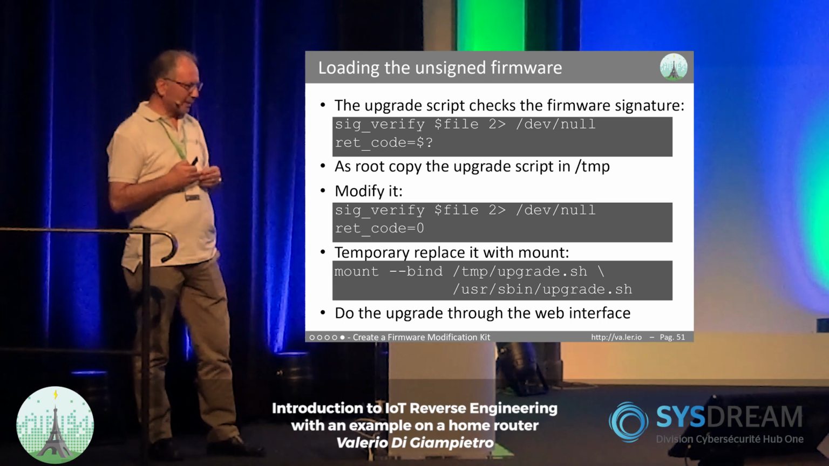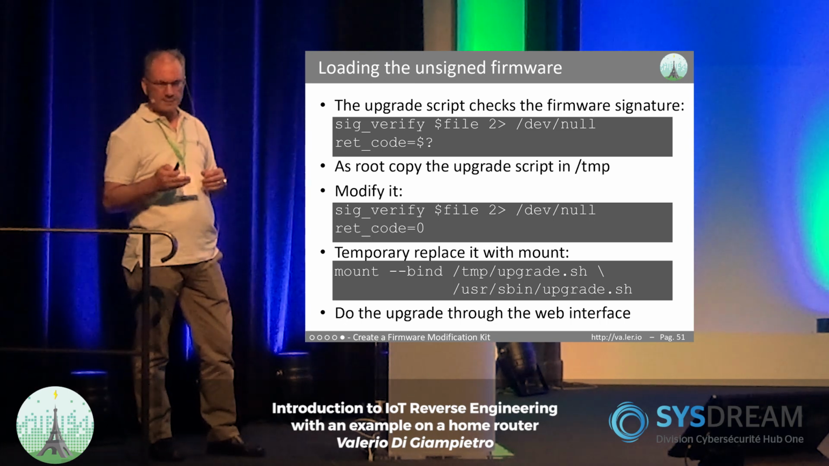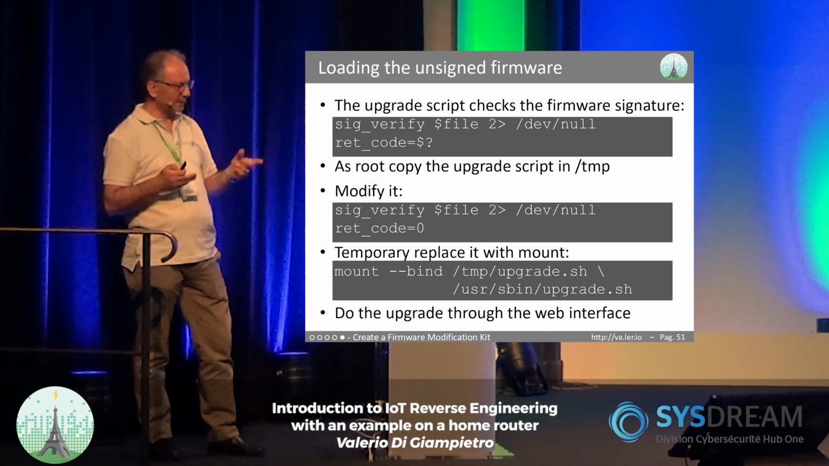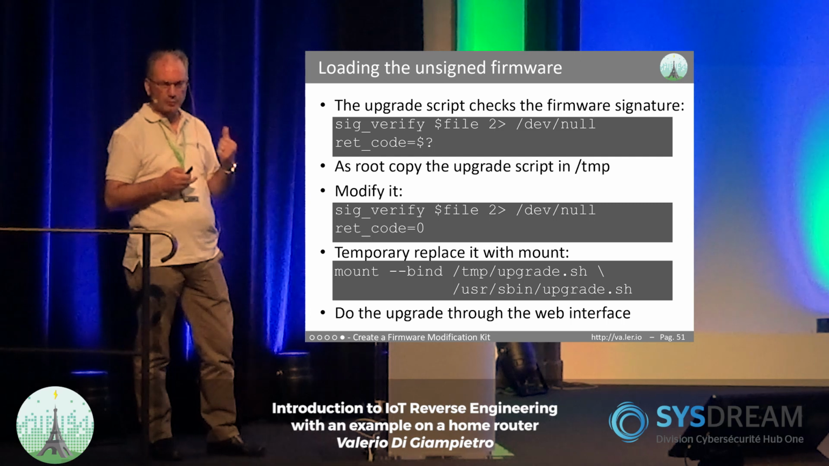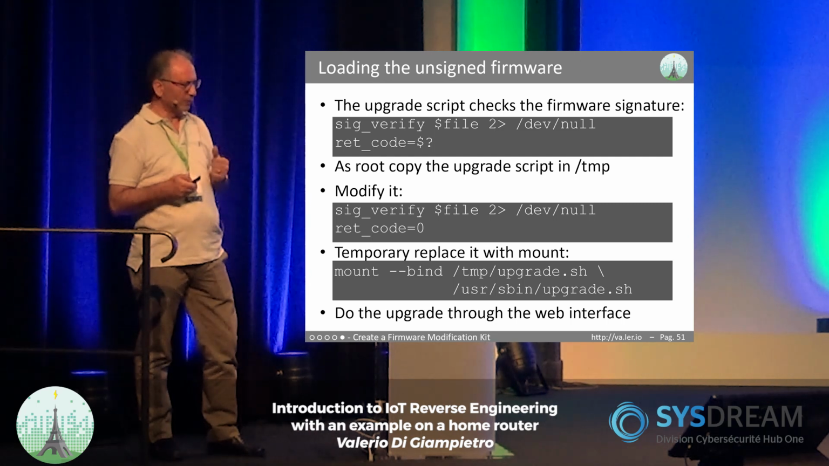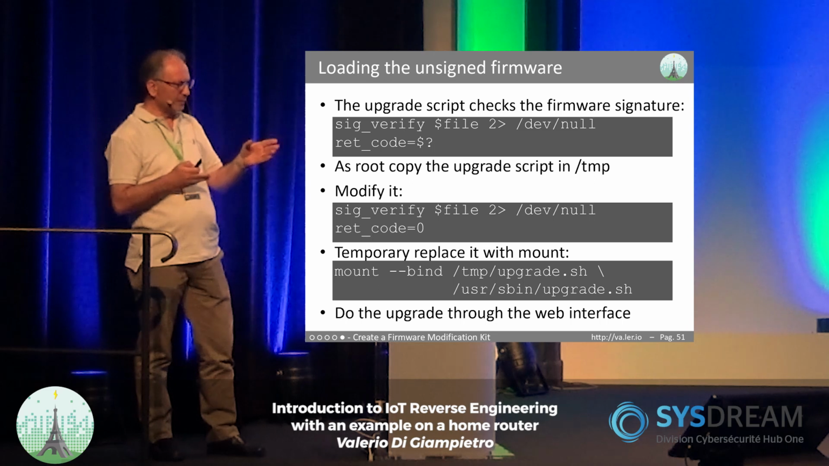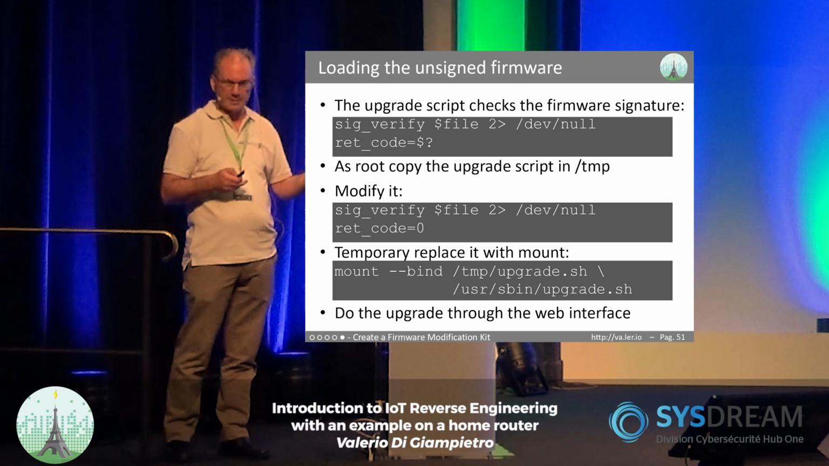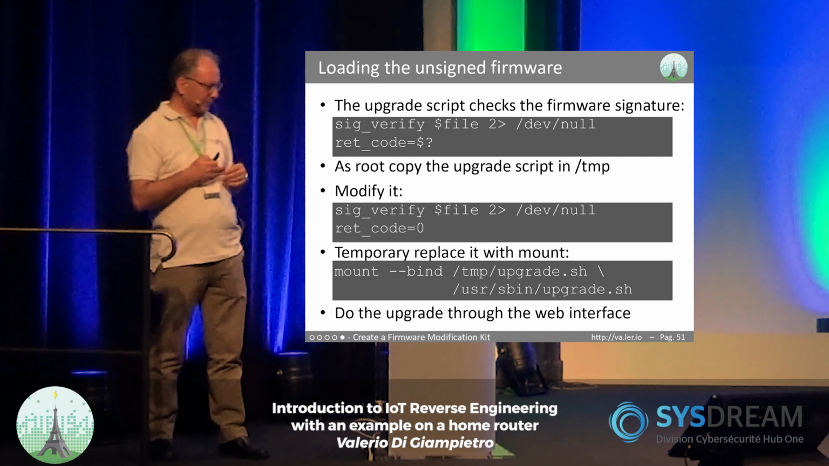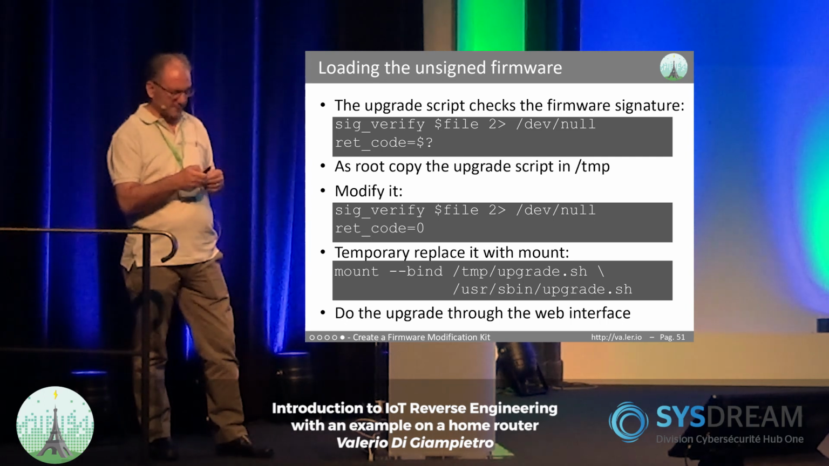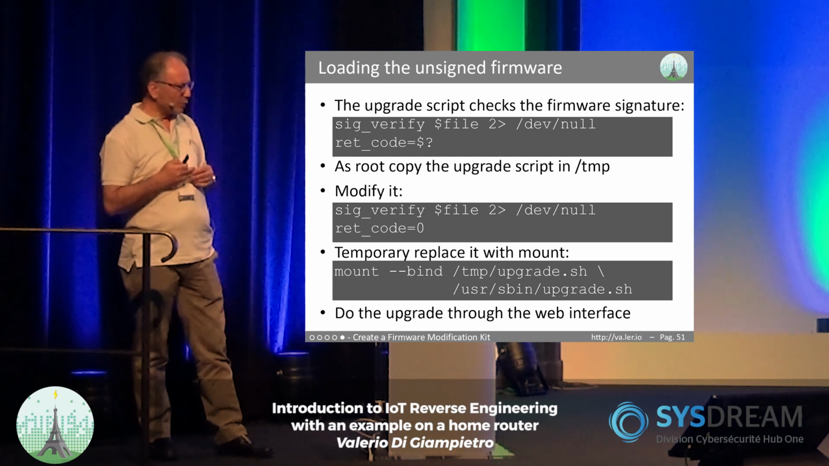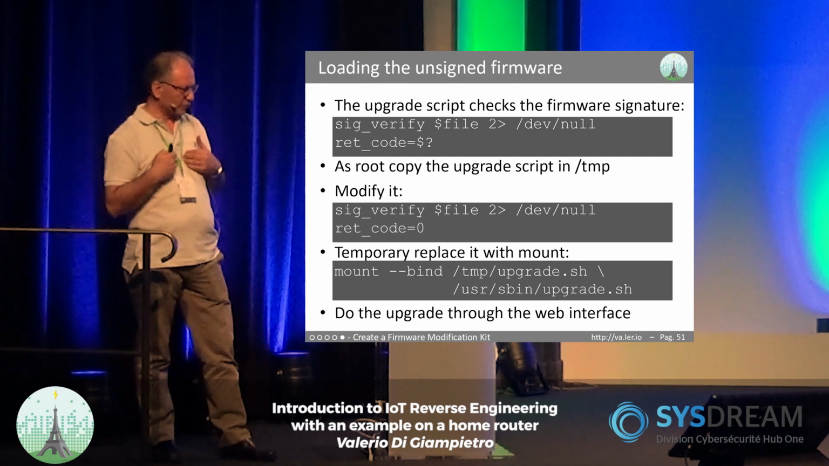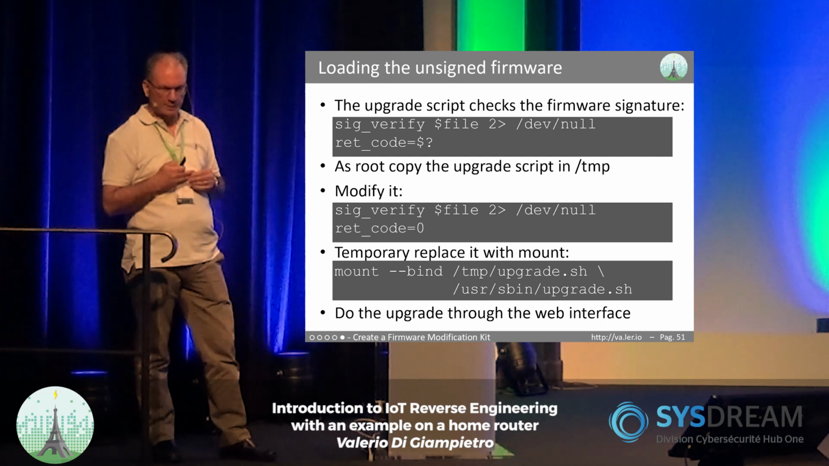In the original upgrade script, the firmware is checked with these two lines of code. The sig verify does the check, and the ret code variable holds the return value of the sig verify command. So we can copy this script into a temporary folder and modify it to always return 0. This means it always returns OK, even if the signature check fails. And then we can temporarily replace the original script with our own version using the mount command with the --bind option.